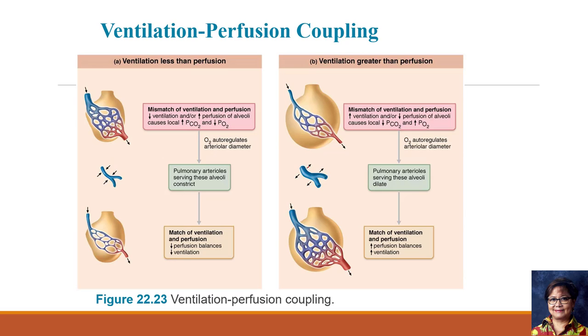All right, and the same thing happens here when there's a mismatch. When ventilation is actually greater than perfusion, then the reverse is going to happen. The pulmonary arterioles are going to dilate, to increase the perfusion and balance the increased ventilation.